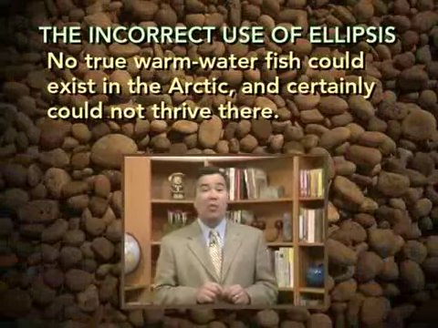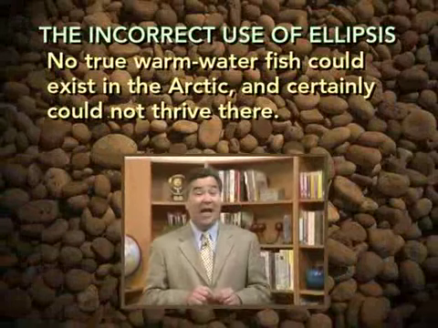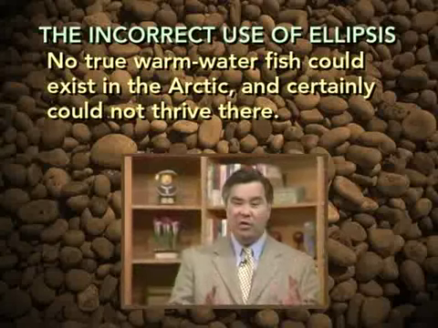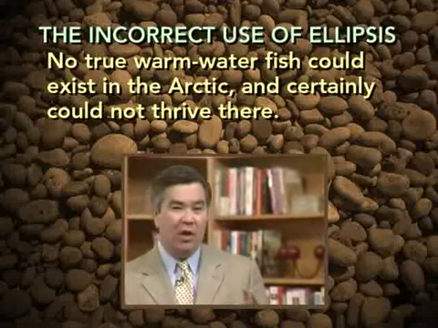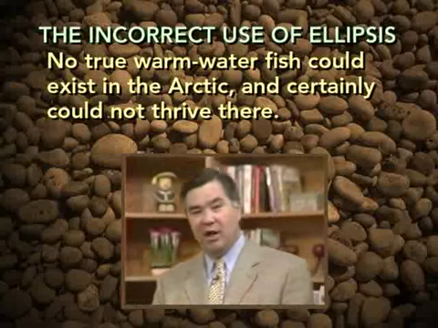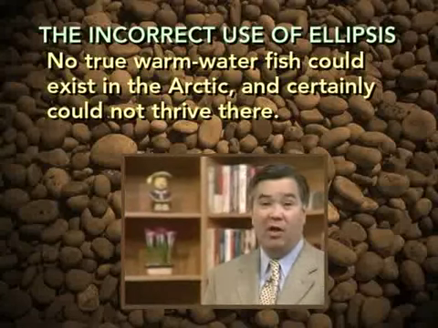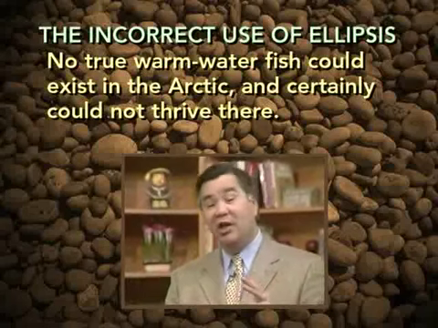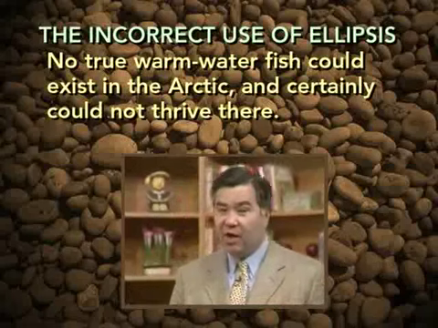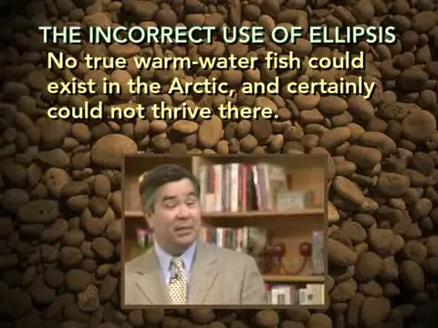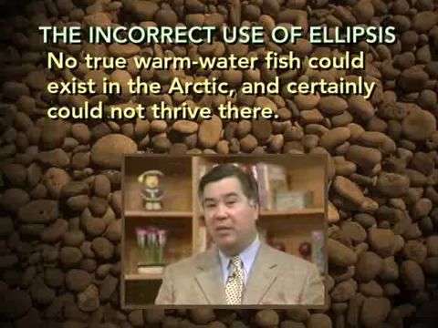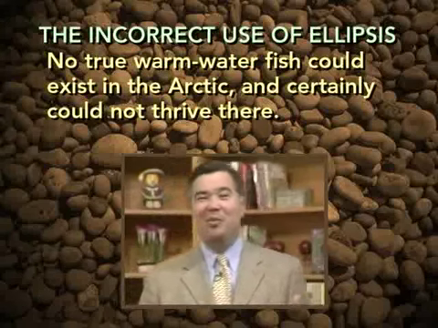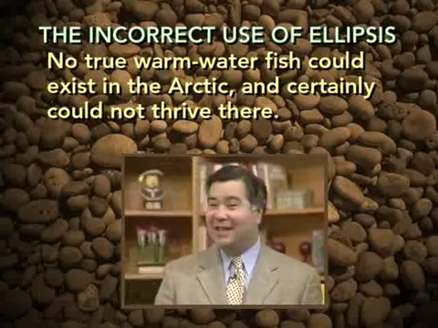No true warm water fish could exist in the Arctic, and certainly could not thrive there. Okay, again, two parallel ideas are being described. No true warm water fish could exist in the Arctic, which makes sense because the waters in the Arctic would be cold. And then in our second idea, warm water fish certainly could not thrive there. Okay, so far so good, but the author has tried to use ellipsis in the second clause in order to avoid repeating the words warm water fish. However, here's the problem. When we reinsert those omitted words into the second clause, suddenly it doesn't make sense.